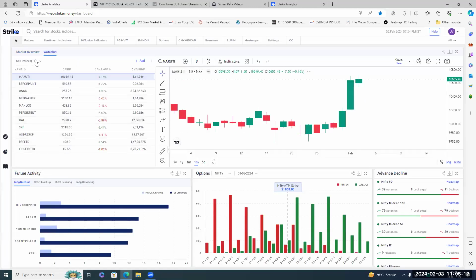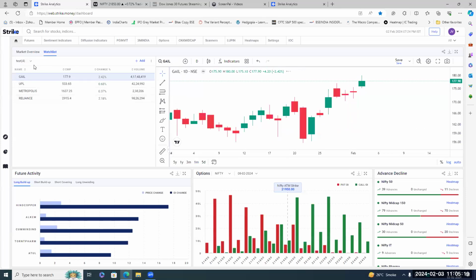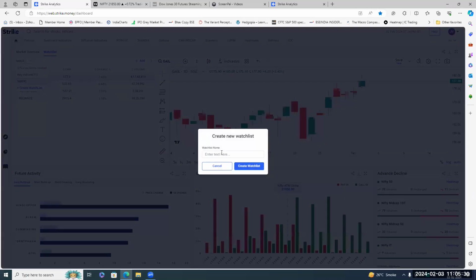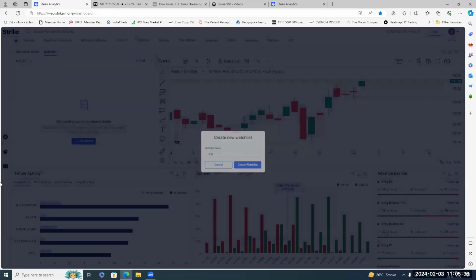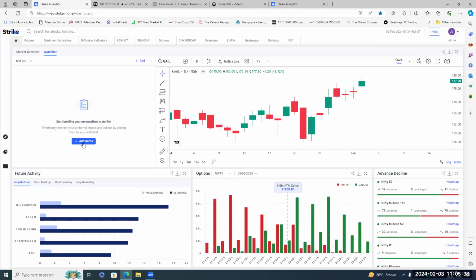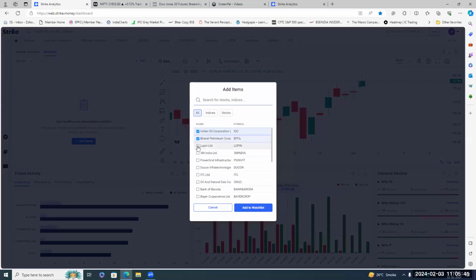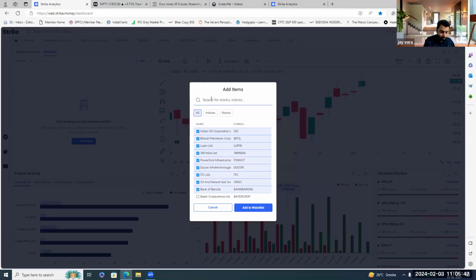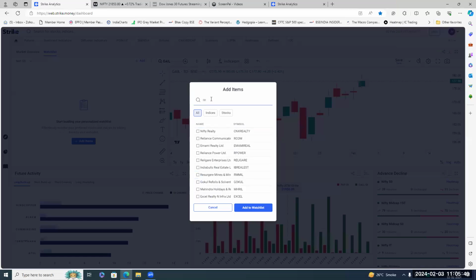Okay, watch list. Now I'll show you how to create a watch list first of all. Just click on that. Create watch list. I'll give a name, for example, test, and then I'll create the watch list. Now I have to add the stocks. I'll add the items. For example, 5 stocks I'll add. I've added this many stocks. If I want to further add Reliance Industries, I'll search for it.